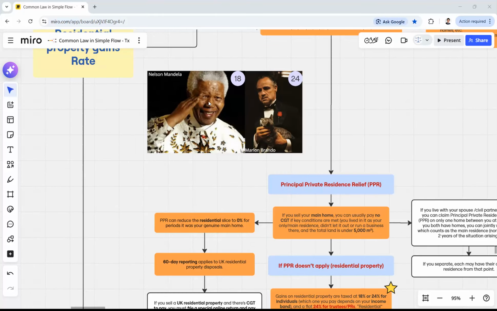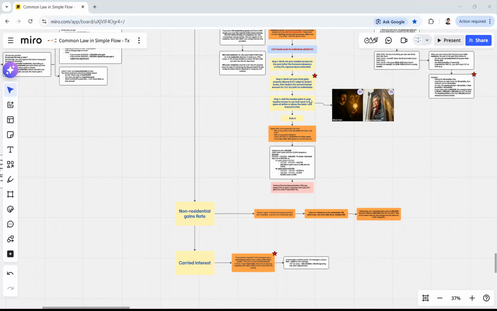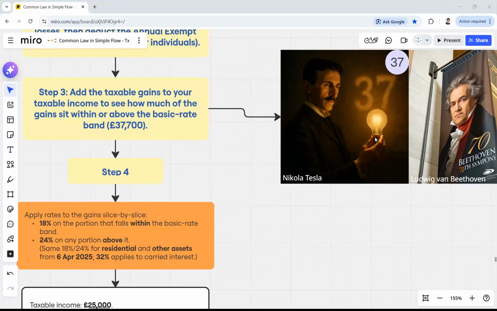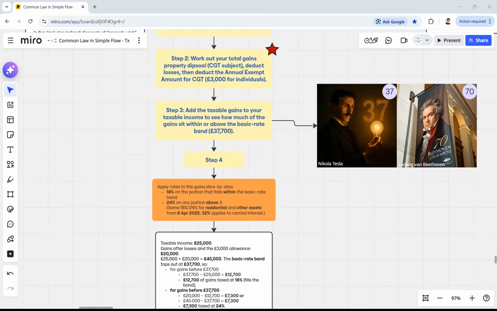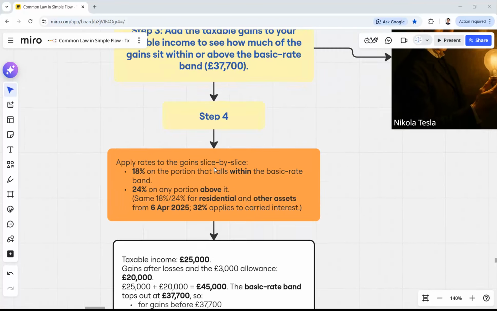So let's firstly start with Nelson Mandela and Marlon Brando. Nelson Mandela comes into a room where Godfather sits, and Nelson has brought some capital gain tax to pay him. But Marlon doesn't have a mood that day, and he turns off the light. But then Nikola Tesla comes and turns on the light, and instead of Marlon Brando, Ludwig van Beethoven's poster stands there, and then Godfather is super surprised.